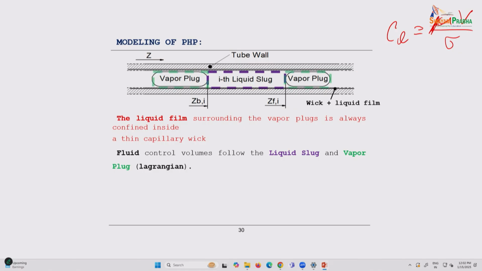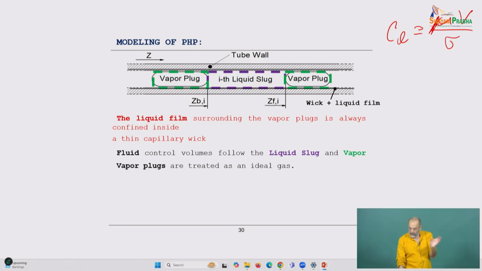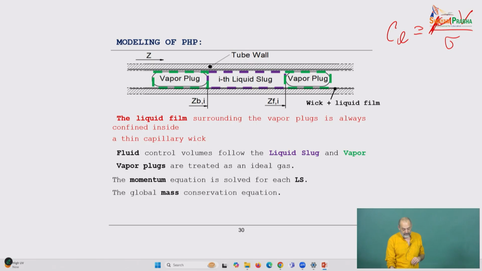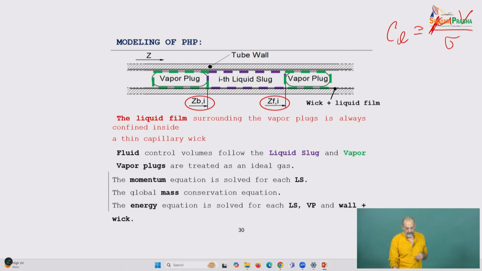And we are going to consider the control volumes here. We have control volumes for the liquid slug and the vapor plug. Following the Lagrangian approach, we can follow the liquid slugs and vapor plugs in the tube. We need to solve the momentum equation, of course the mass conservation equation, and so on, and the energy equation, sorry, of course.